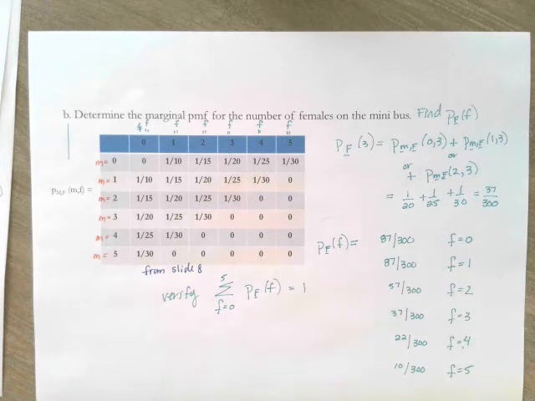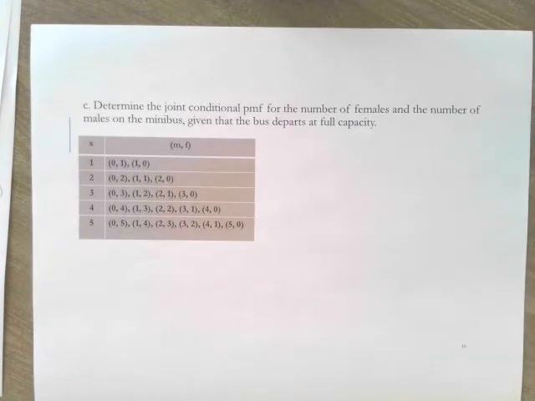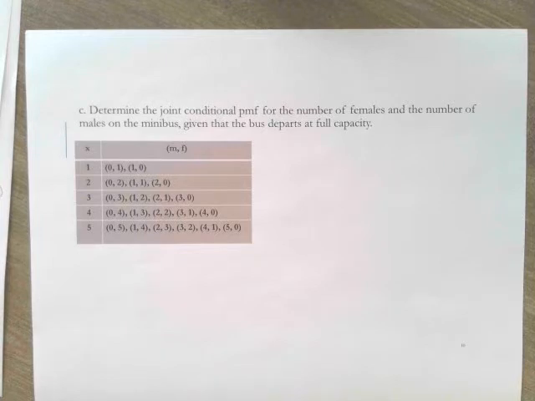All right, we have another part here, part C. Part C wants us to determine the joint conditional probability mass function for the number of females and the number of males on the minibus, given that the bus departs at full capacity. So what do they want from me here? Well, let's take the language and make sure we understand what they're asking me for.